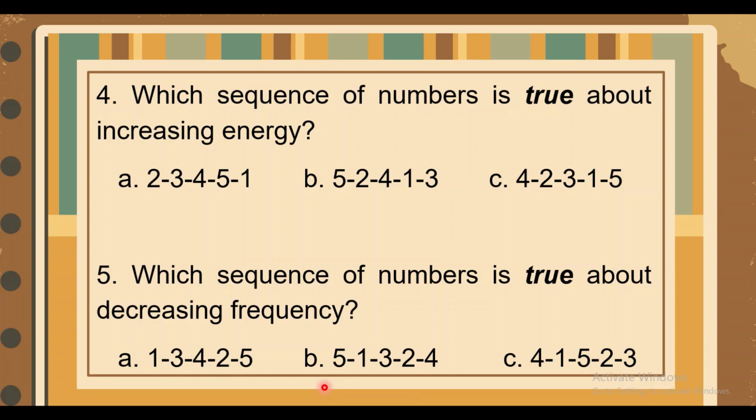Which sequence of numbers is true about increasing energy? Is it A, 2, 3, 4, 5, 1? Letter B, 5, 2, 4, 1, 3? Or C, 4, 2, 3, 1, 5? Number 5, this is the last item. Which sequence of numbers is true about decreasing frequency? A, 1, 3, 4, 2, 5. B, 5, 1, 3, 2, 4. C, 4, 1, 5, 2, 3.